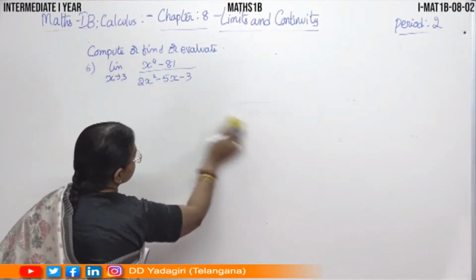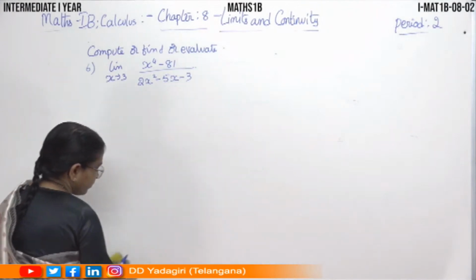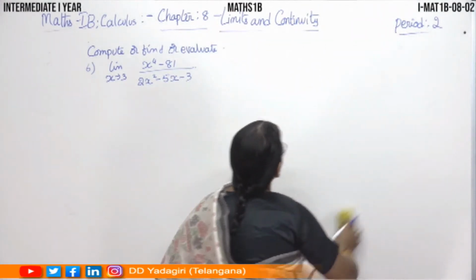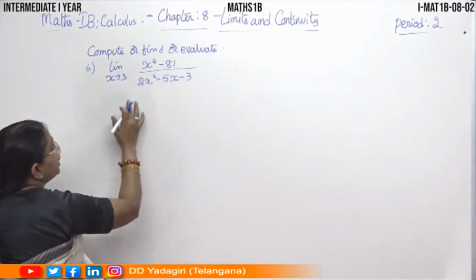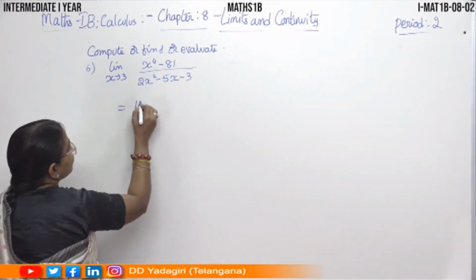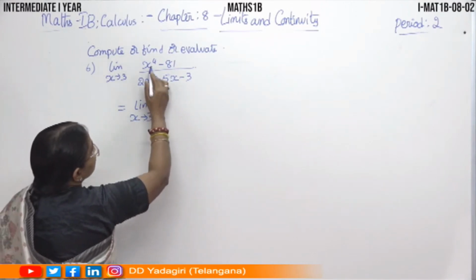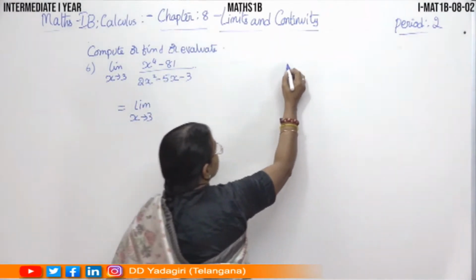So it is in the 0 by 0 form. So orally you can just substitute and find out whether it is in the 0 by 0 form or not. So here it is in 0 by 0 form, indeterminate form. That means you have to simplify. How to simplify? X tending to 3. So this I'll do it separately.